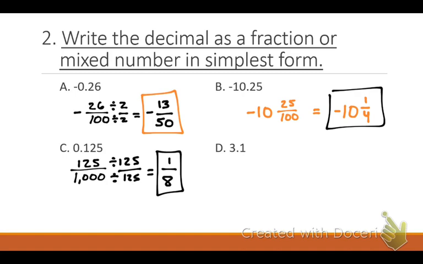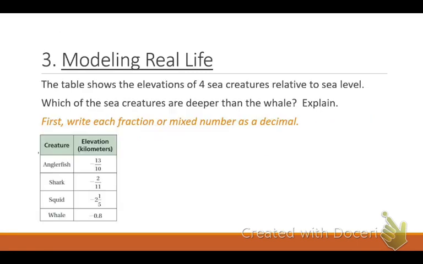3.1. You always look at the last digit. What place is the 0.1 in? The tenths place. So all you're going to do is first rewrite your whole number, 3, and 0.1 means 1/10. So 3 and 1/10. That was a simple one because that cannot be simplified. On to the next one.